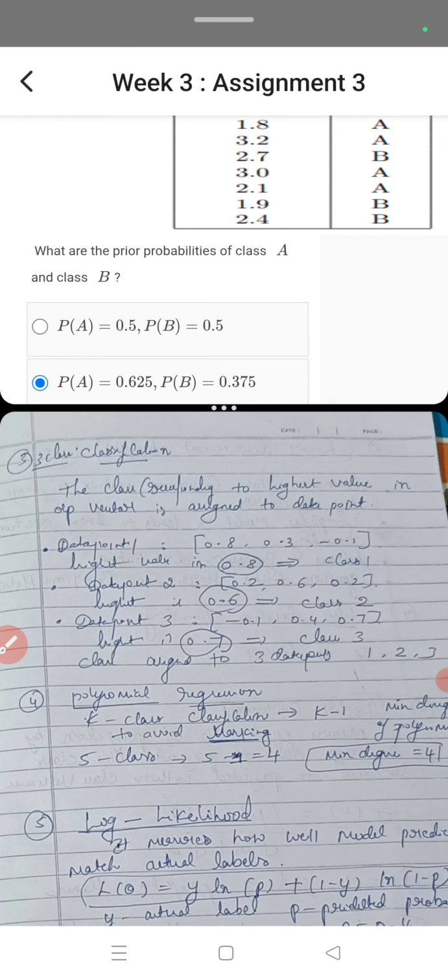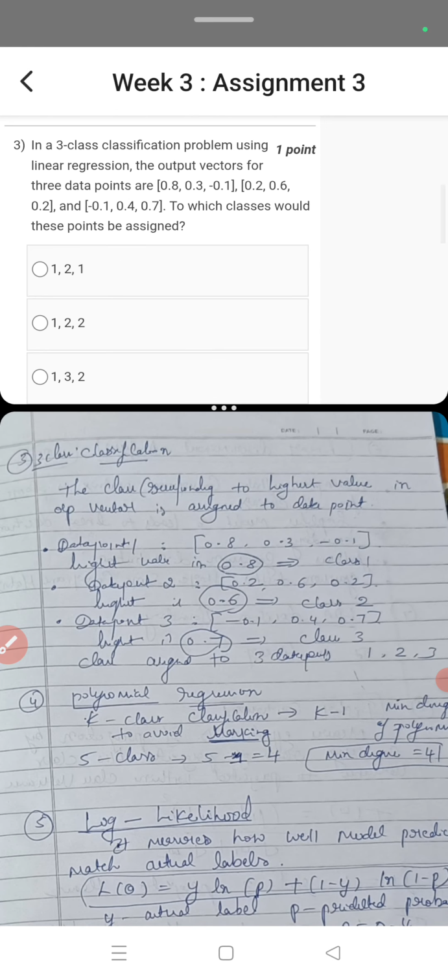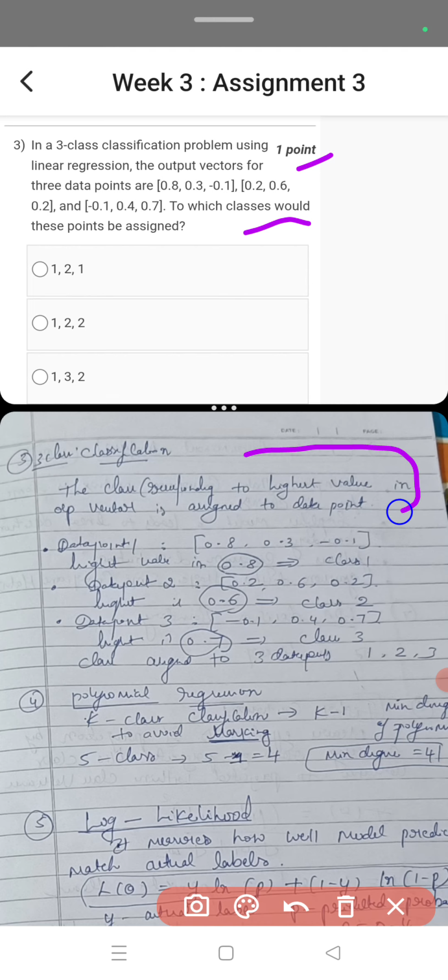Similarly, we go to the third question. This is a 3-class classification problem using linear regression, and they have given output vectors. Here 3 output vectors are given. To which class would these points be assigned? The class corresponds to the highest value in the output vector. For the first data point, the output is 0.8, 0.3 and minus 0.1. The highest value is 0.8, so it belongs to class 1.